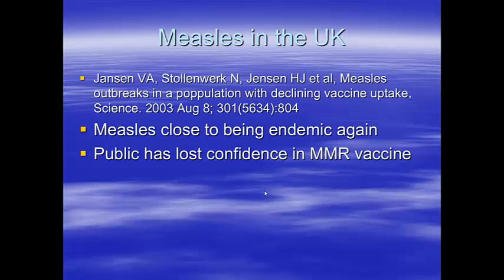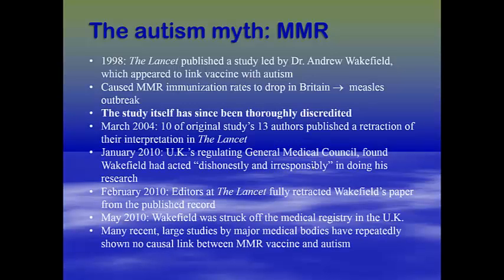Now, because of a scare about the adverse events related to measles vaccine, immunization rates in the UK have dropped in the past decade, and sure enough, measles returns. So loss of confidence in the MMR vaccine has led to low vaccine rates and increase in outbreaks of the natural infection. And this is all related to a scare about autism, that the MMR vaccine was causing autism.